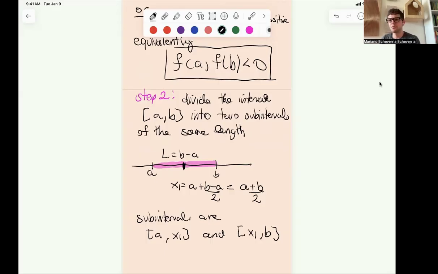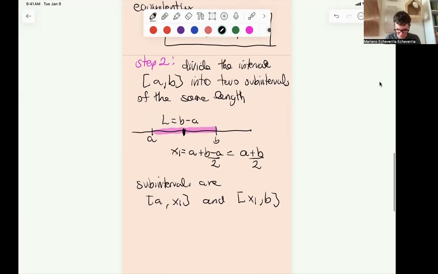Basically there's only two things that can happen. If f of x1, if the function happens to be zero at the midpoint, this is good, right? This is all over. So here are the subcases. If f of x1 equals zero, that gives you the value that you were after, so you can stop the process.